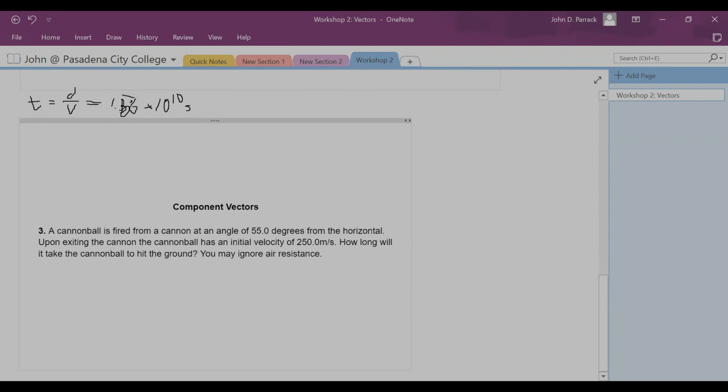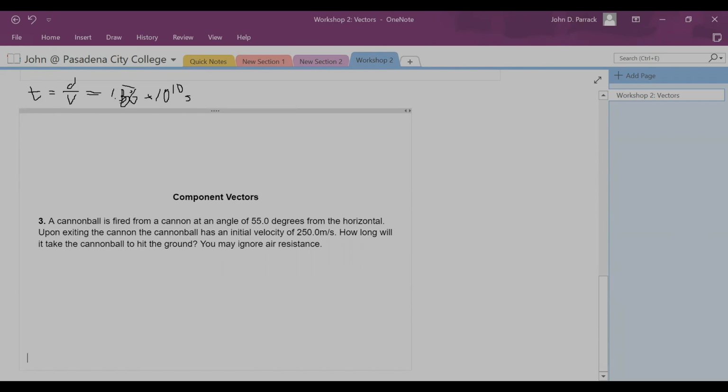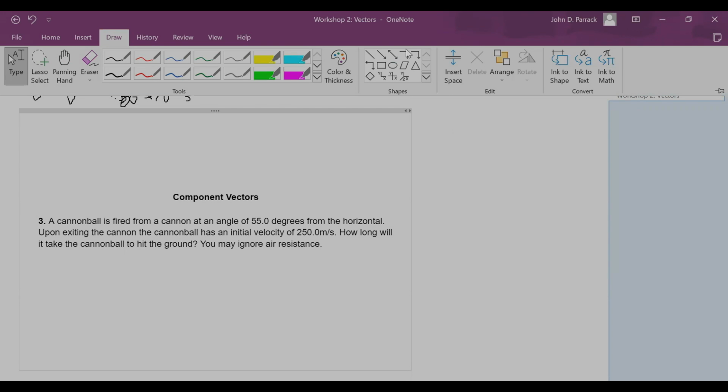All right, so it's looking like projectile motion because it says a cannonball is fired from a cannon at an angle of 55 degrees from the horizontal. Upon exiting, the cannonball has an initial velocity of 250 meters per second. How long will it take the cannonball to hit the ground? You may ignore air resistance. All right, so once again, let me try and give you guys a drawing.